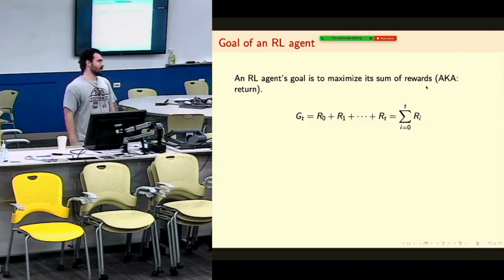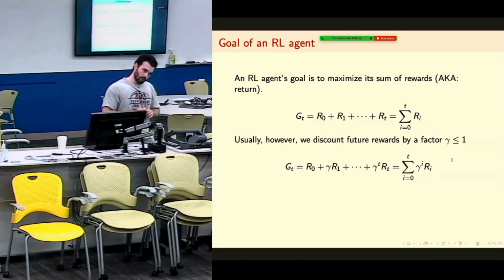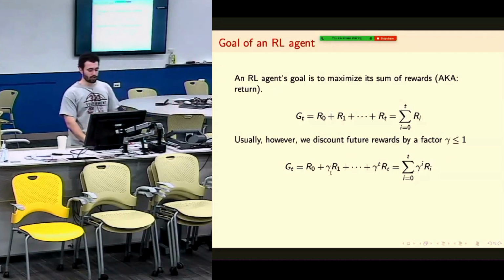So the way you do this is you include this thing called a discount, which is denoted by this little Greek letter gamma. Gamma is less than or equal to 1, and it's called the discount factor. The way you get the sum of discounted future reward, also known as the return, is you take the reward right now, plus gamma times the reward at the next time step, plus gamma squared times the reward 2 days from now, plus gamma cubed times the reward 3 days from now, all the way to gamma to the power of t, the reward t days from now.